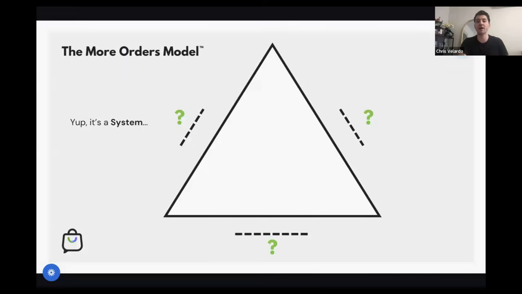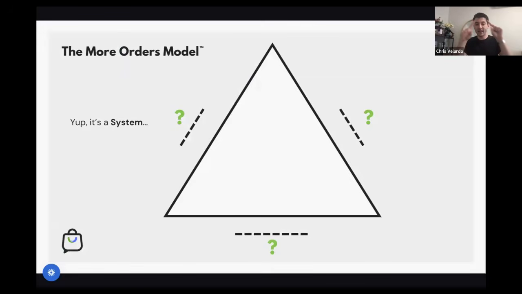And you can see here, we got this triangle. The system is what we call the more orders model, and it has 3 really important sides to it. Now, these 3 sides, basically, these are the 3 pillars that anytime we work with a brand, whether they're coming to us and they're doing 50K a month or they're just starting, it's the same thing that we do for the people who are scaling, and it's the same thing that we teach for the people who are just starting.